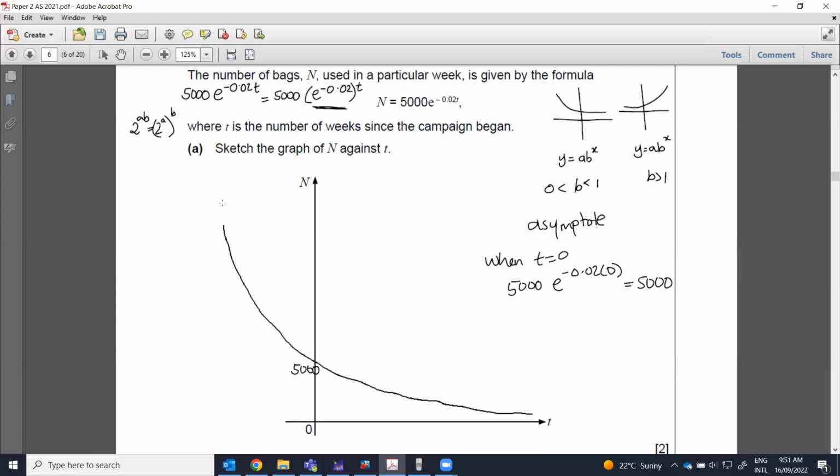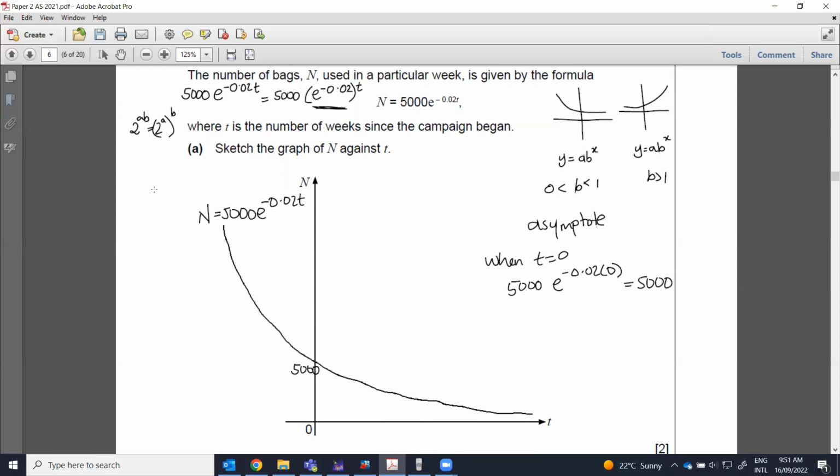Okay, then you would label the equation. This is 5,000 e to the power of minus 0.02t. So this is basically all we're looking for when we ask you to draw such a curve. The shape must be nice and smooth. The t-axis must clearly be an asymptote. That means it's getting closer and closer to the t-axis, but never actually crossing it.